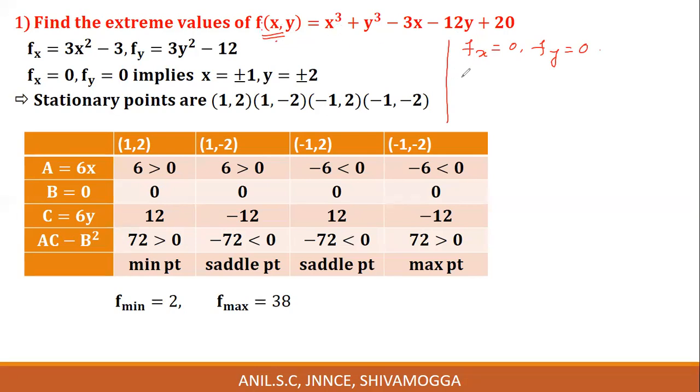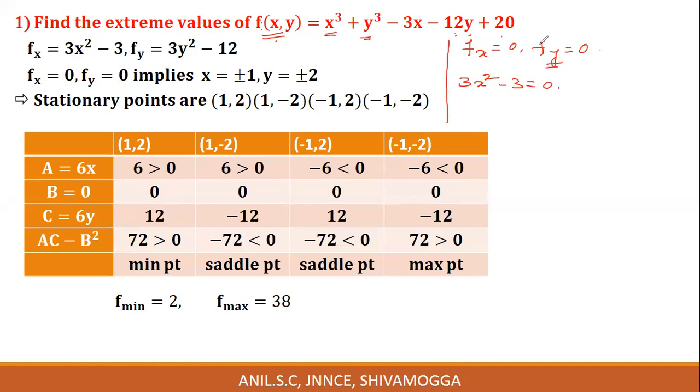Derivative of x cube is 3x square. The partial derivative of y cube with respect to x is 0. Minus derivative of 3x is 3. Minus 12y is to be treated as constant, therefore its derivative is 0. Derivative of plus 20 is also 0. Fx is equal to 0. Now fy is equal to 0.